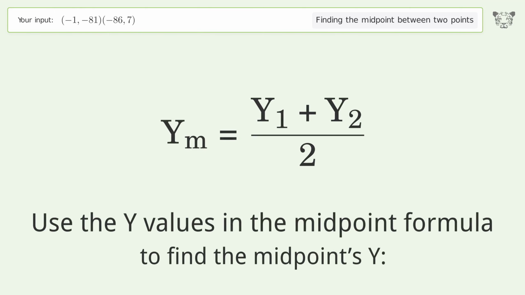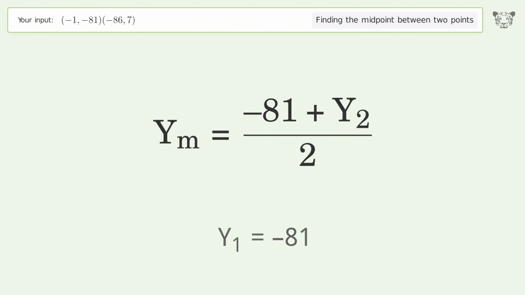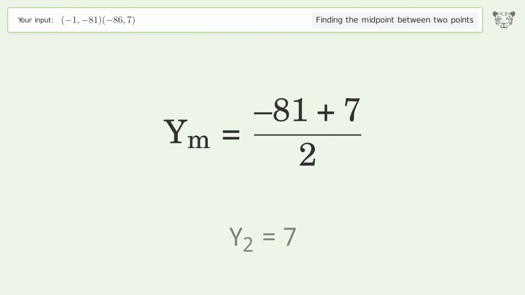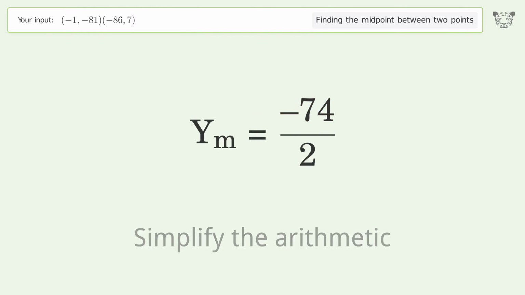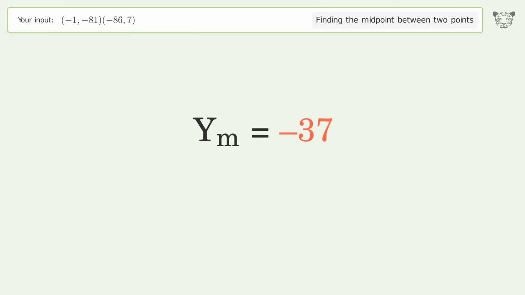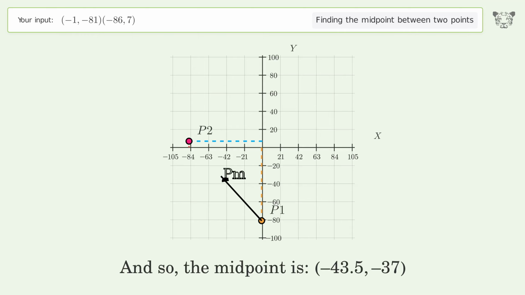Use the y values in the midpoint formula to find the midpoint's y. y1 equals -81. y2 equals 7. Simplify the arithmetic. And so, the midpoint is -43.5, -37.